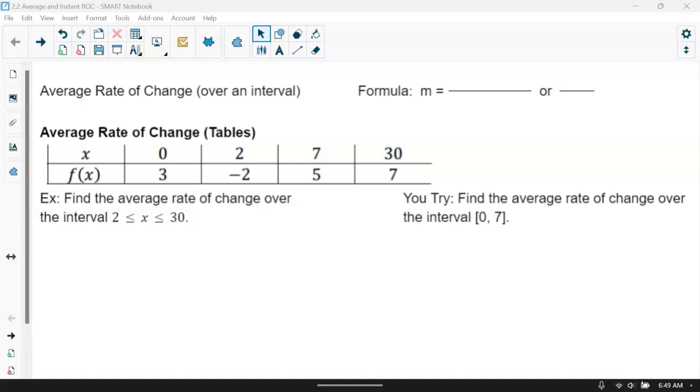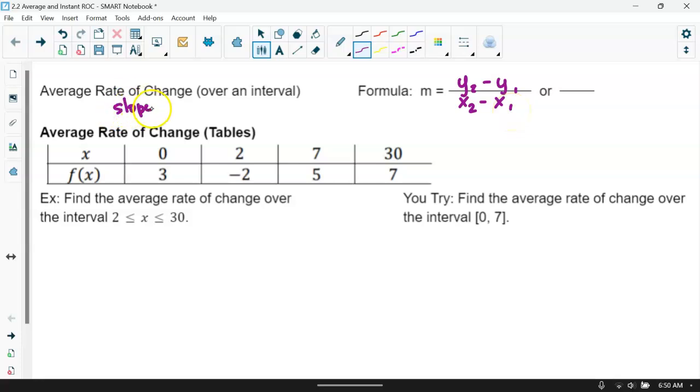In this video, I'm going over average and instantaneous rate of change. So here is the review of our average rate of change. Again, we're just talking about slope. In the past, what we're familiar with is the change of y, so y sub 2 minus y sub 1 over x sub 2 minus x sub 1. Again, that is the average rate of change, which is our slope.